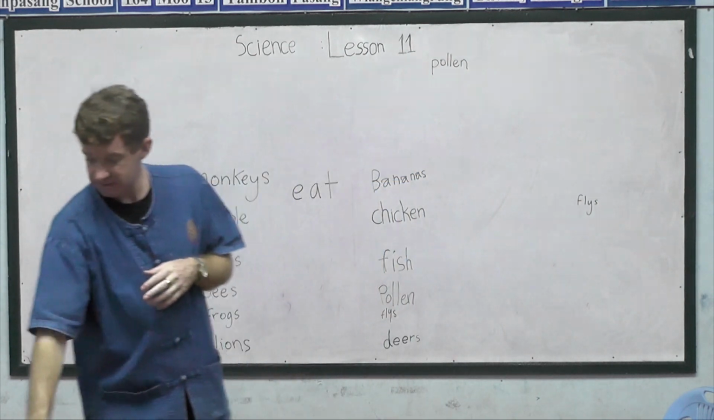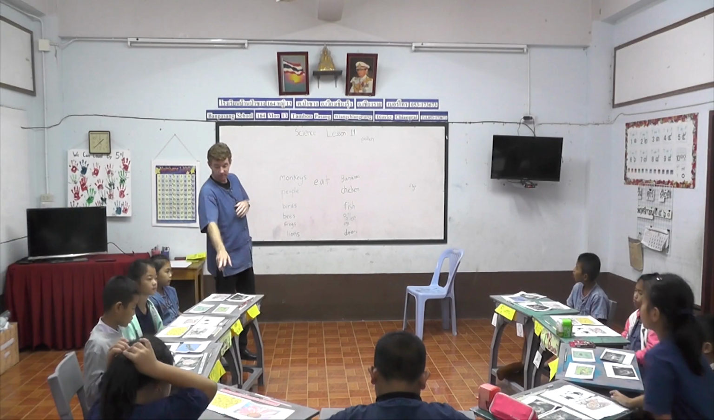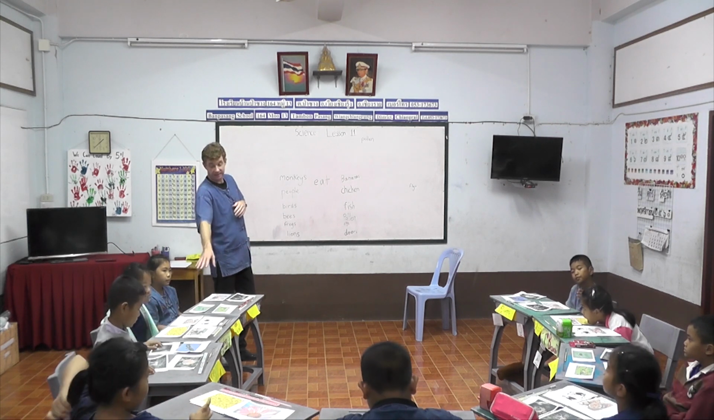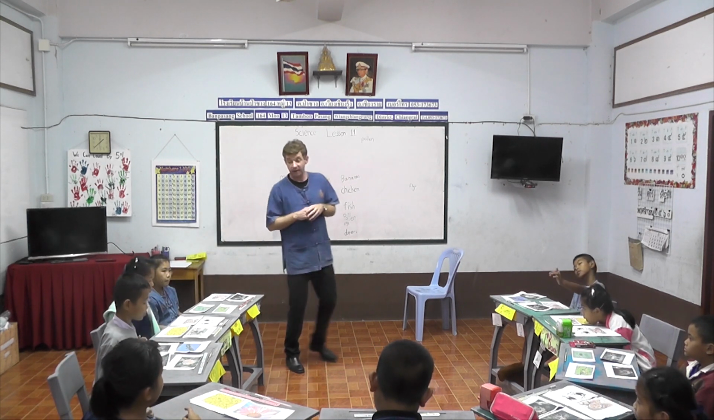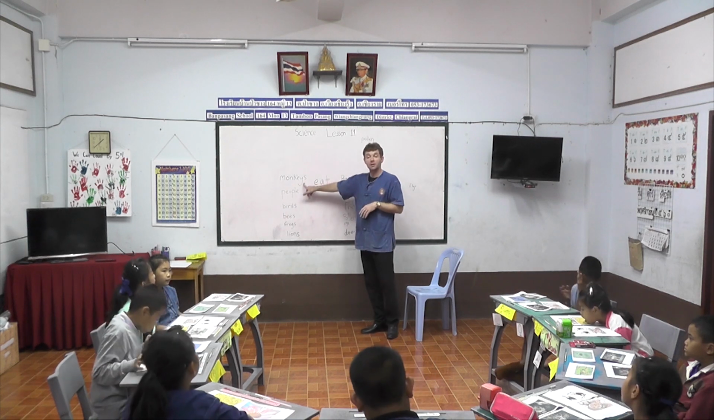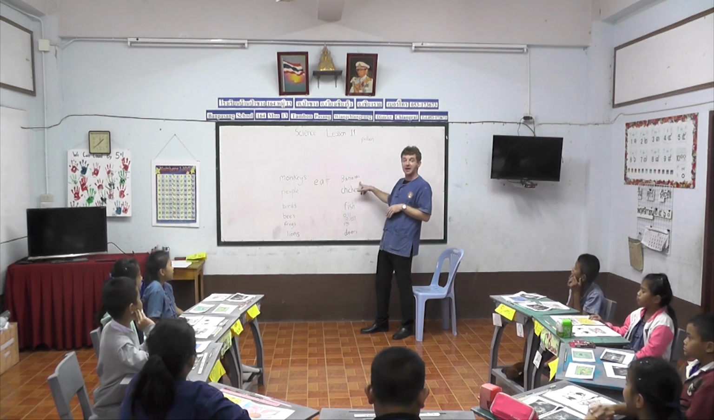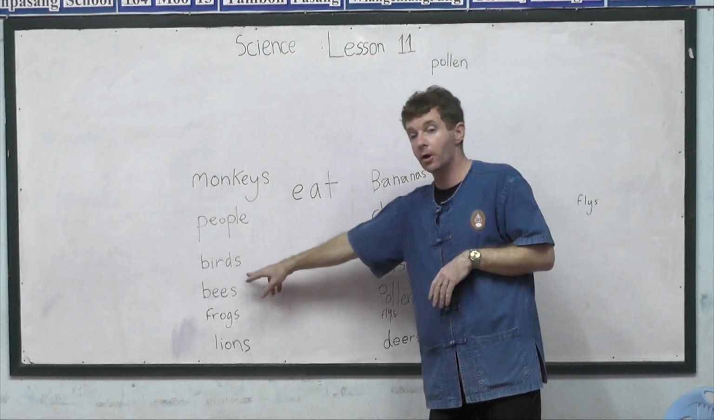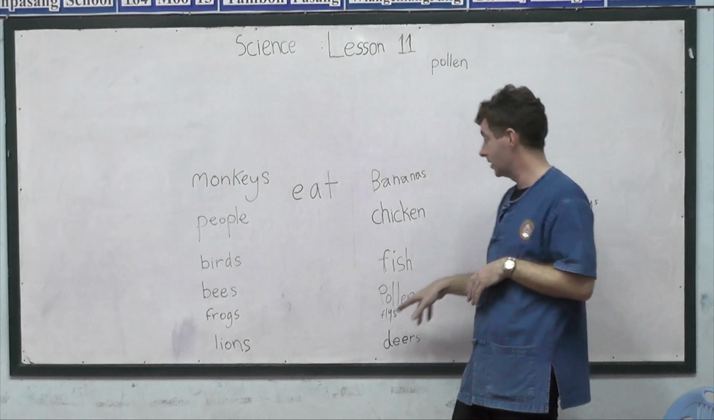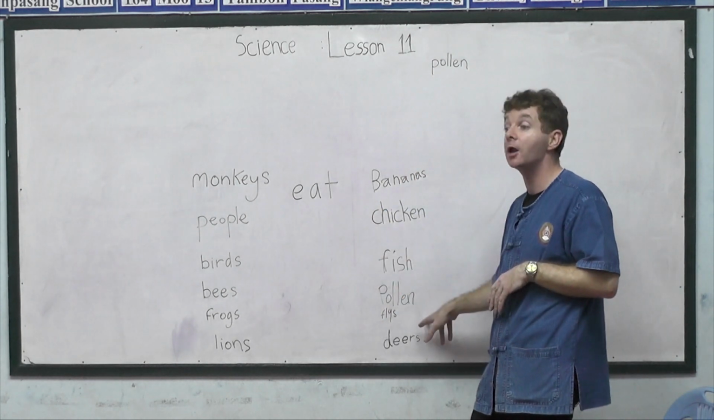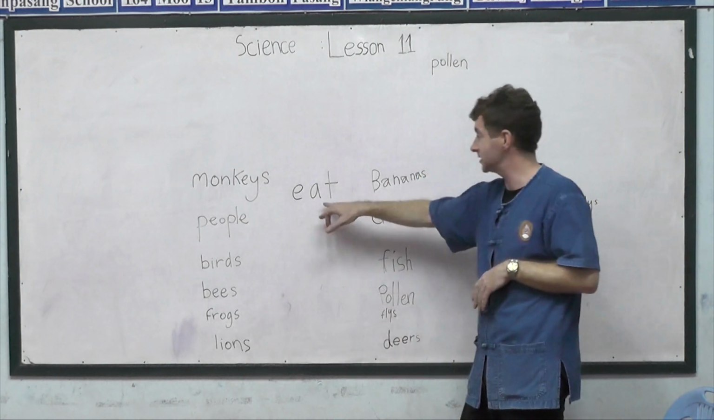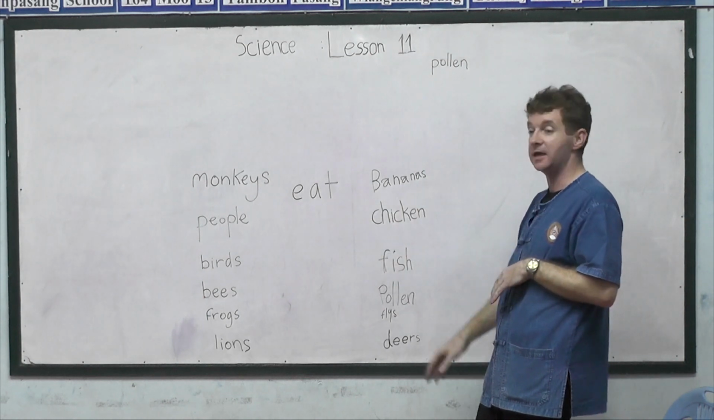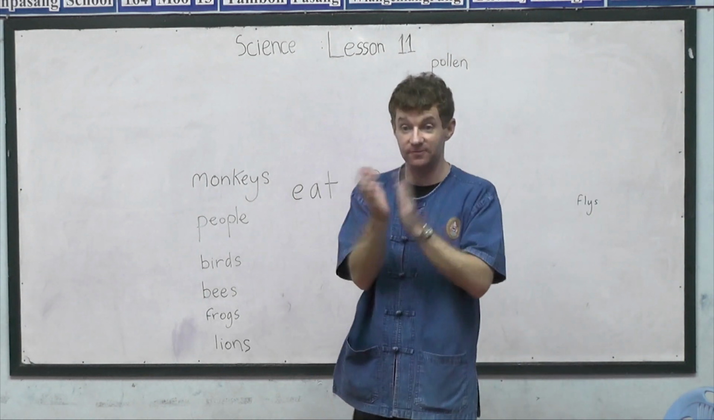We've got bees eat pollen. Frogs eat flies. People eat chicken. Yes, okay, so you ready? Monkeys eat bananas. People eat chicken. Birds eat fish. Bees eat pollen. Frogs eat flies. And lions eat deers. Well done, guys. Excellent.